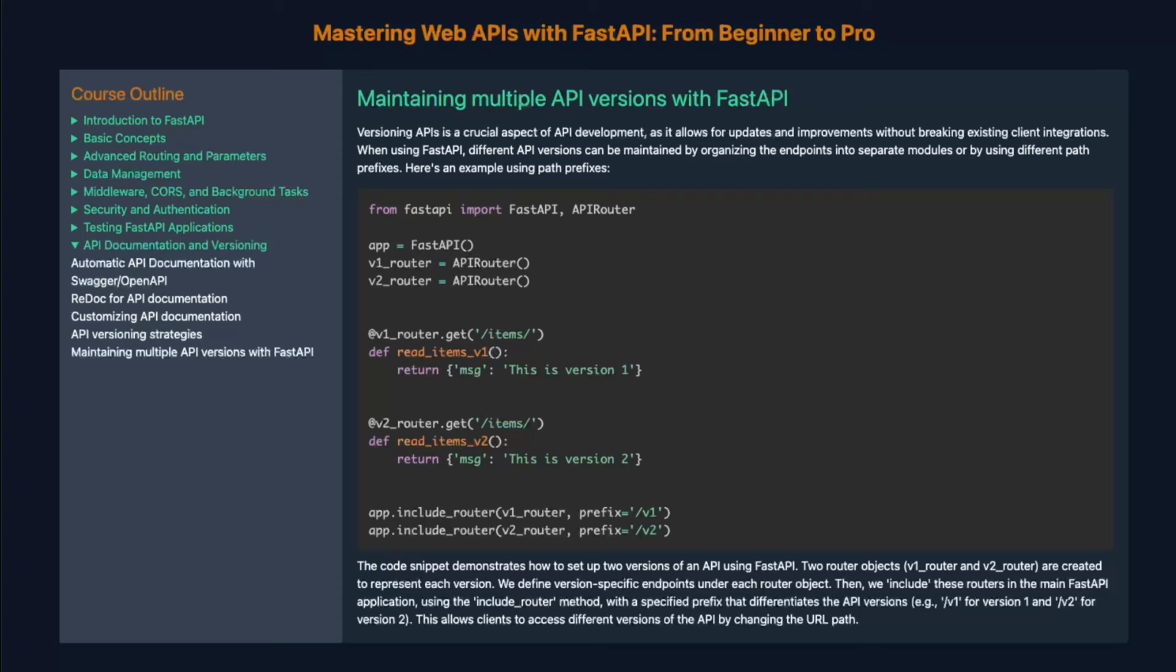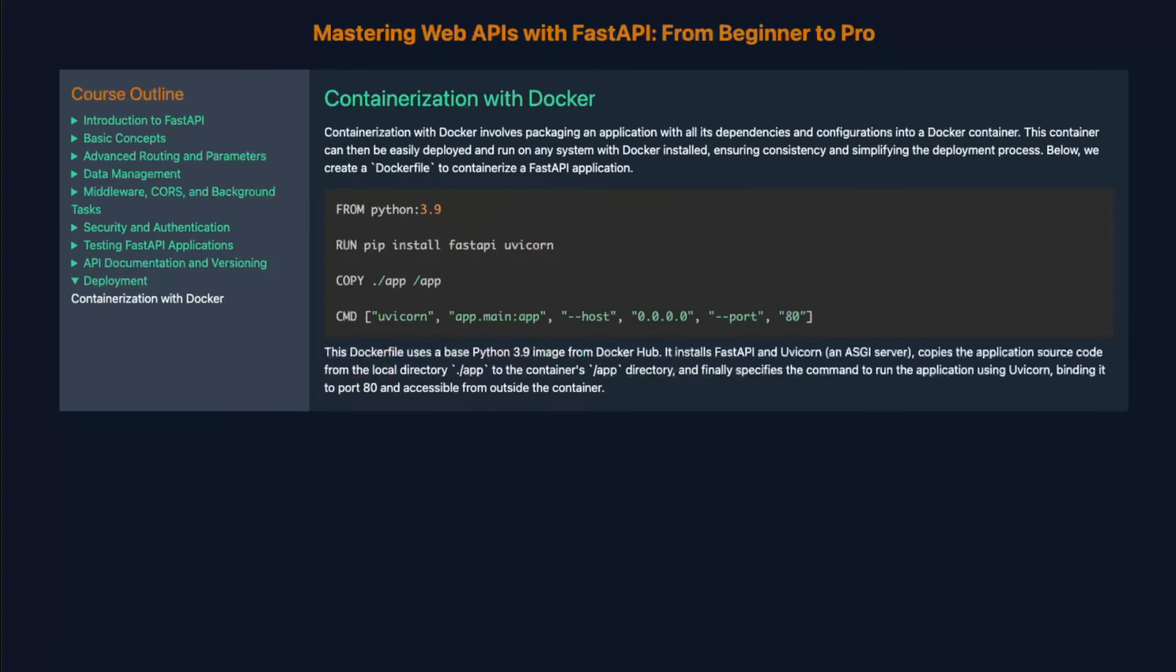This allows clients to access different versions of the API by changing the URL path. Containerization with Docker. Containerization with Docker involves packaging an application with all its dependencies and configurations into a Docker container. This container can then be easily deployed and run on any system with Docker installed, ensuring consistency and simplifying the deployment process. Below, we create a Dockerfile to containerize a FastAPI application.